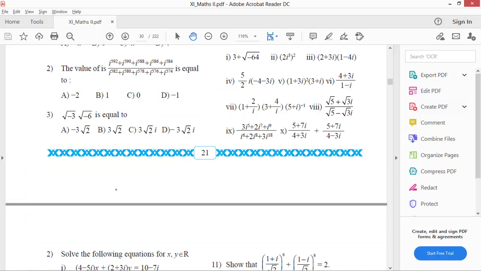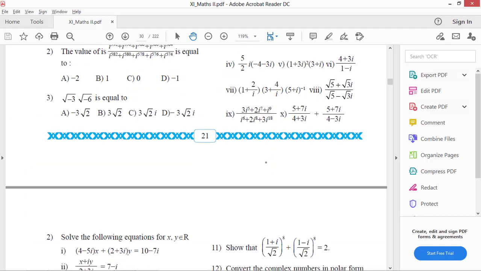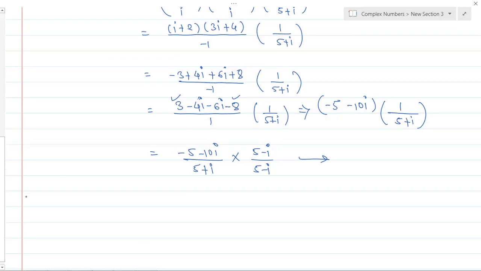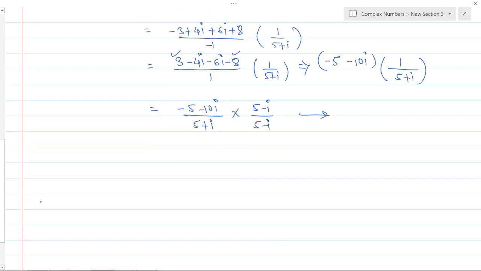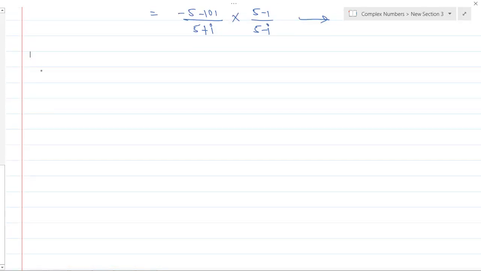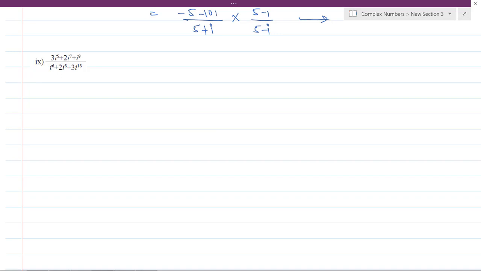Now let's see the next one. Let's take question number 9. See, solving the homework questions is very important. Then only you will get the concept. If your theory is perfect here, then you will not face much difficulty in CET or JEE. That is for sure.